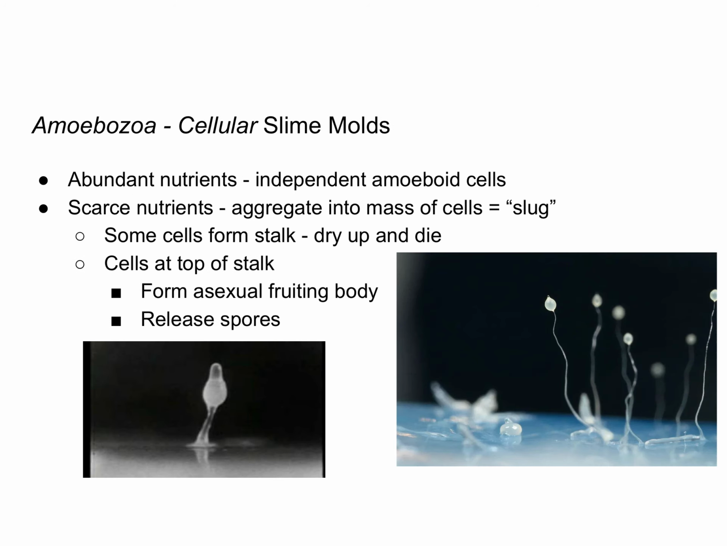Next are the cellular slime molds, and these are really interesting. When there are abundant nutrients in the environment, they can survive as independent amoeboid cells. But in times of environmental stress, when nutrients are low, they can actually form a colony that is called a slug. And you can see in this slug here, some of the cells form a stalk, and then some form a fruiting body at the top.